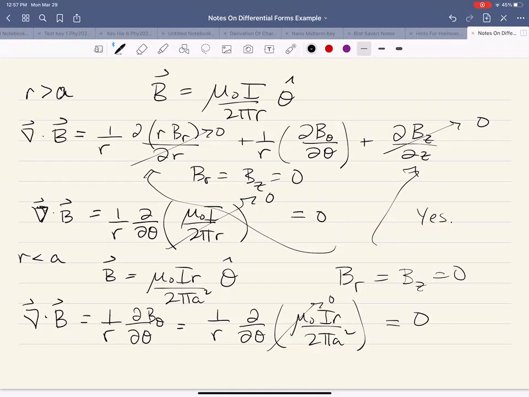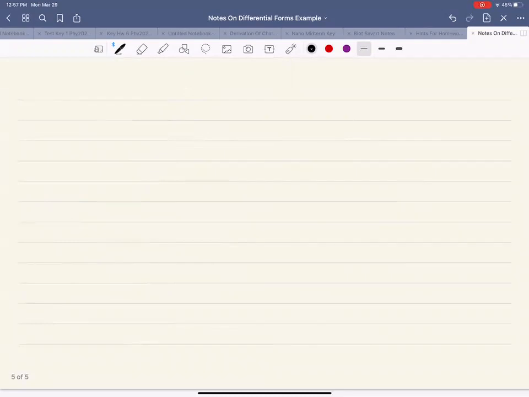Okay, so let's do the differential form now of Ampere's law and prove that that's true. Remember that the differential form of Ampere's law is del cross B is equal to mu naught J. Okay, so that's the differential form of Ampere's law.